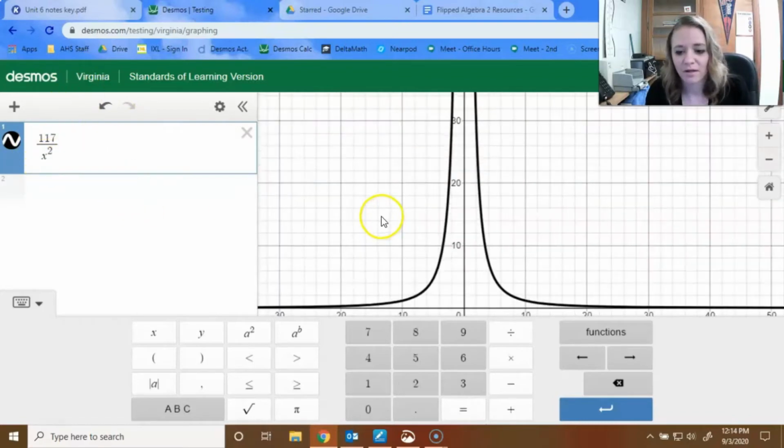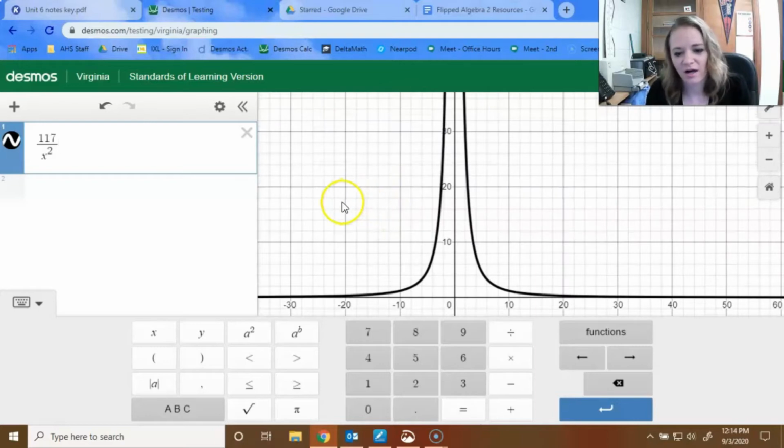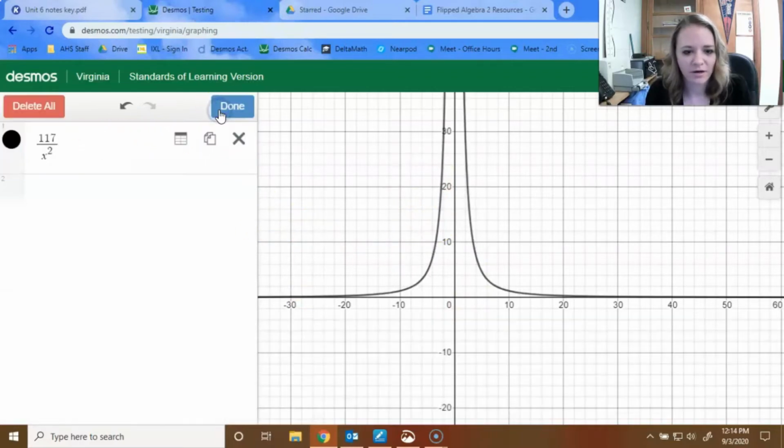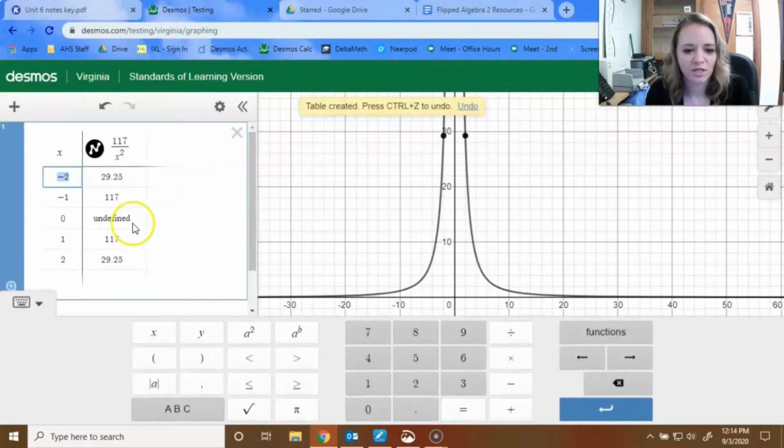Now, the graph is there. We're going to get to that at the end of the chapter, but we're not worried about the graph quite yet. Where we're going to get our simplified radical numbers is from the table. So click your settings wheel, push table, and it'll bring this up.